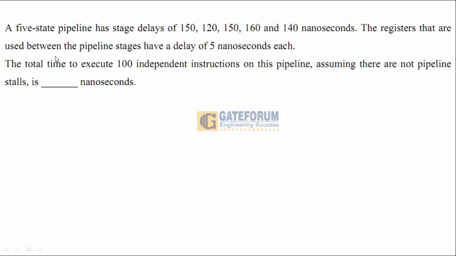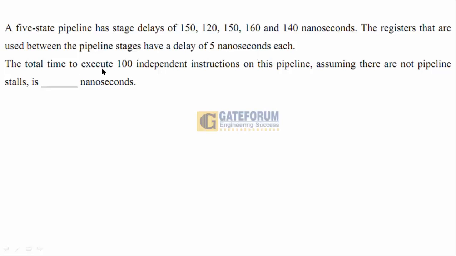The registers that are used between the pipeline stages have a delay of 5 nanoseconds each. You know that between each stage of a pipeline, there will be an intermediate register which is going to take the output from the previous stage and will be fed as an input to the next stage. And these intermediate registers also will have some delay. The delay of each of the registers is 5 nanoseconds.